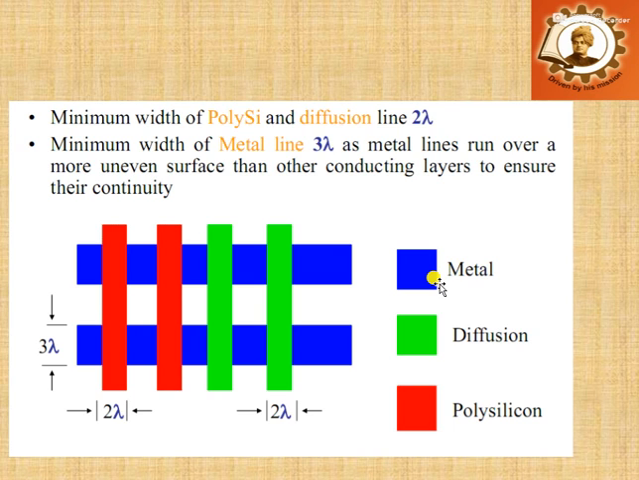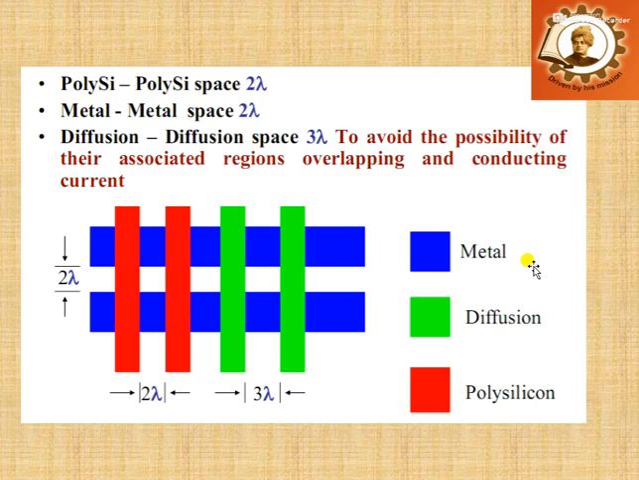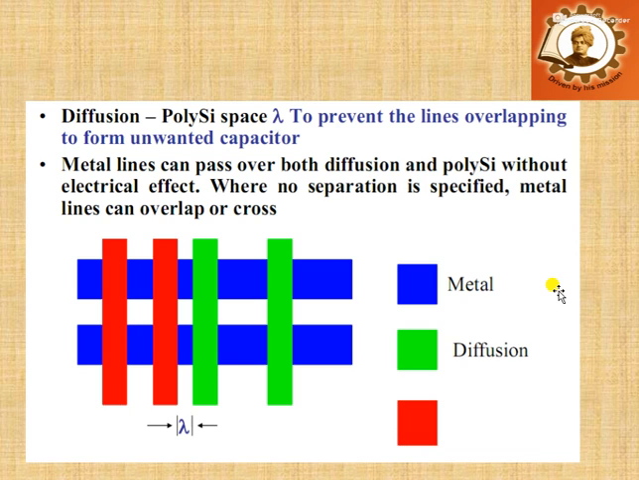In the figure, the minimum width of polysilicon and diffusion is 2 lambda. It is shown in the figure, and the minimum width of a metal line is 3 lambda. These metal lines are shown in the figure. Similarly, metal to metal spacing will be 2 lambda. Polysilicon to polysilicon spacing is also 2 lambda. Diffusion to diffusion spacing is 3 lambda, to avoid the possibility of their associated regions overlapping and conducting current.